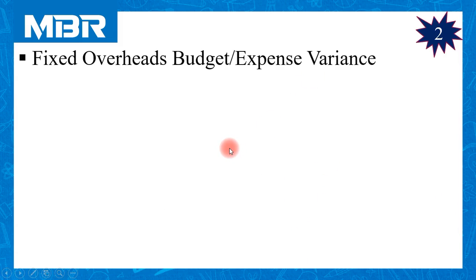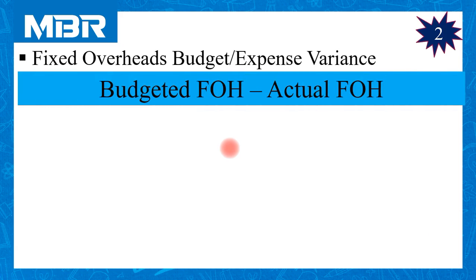Let us move to the second item, fixed overheads budget or expense variance. This is the easiest variance, as I said. We need not calculate anything for this. Simply we need to compare the budgeted fixed overhead given in the question and the actual fixed overhead given in the question.